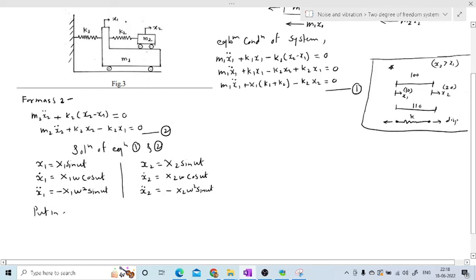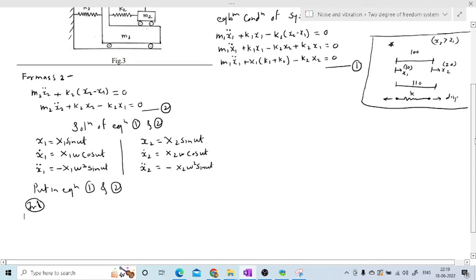So first I'll put in equation 1. So here I have written in 1. So I am putting this one in equation 1. So just see this equation. First I will write the equation: m1 x1 double dot plus x1 (k1 plus k2) minus k2 x2 is equal to 0. So this is the equation 1.